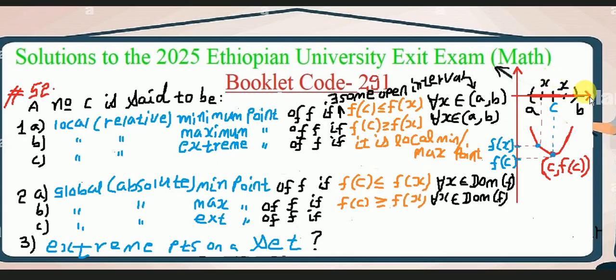ab. If we can find such an interval, satisfying this means the function's value at c, compared with the value at x, should be less than or equal to the value at x, where x is any point taken from the open interval ab. If we can get an open interval near c where this inequality f of c is less than or equal to f of x is satisfied, we say c is a local minimum point or relative minimum point, and we can say f of c is the local minimum value.